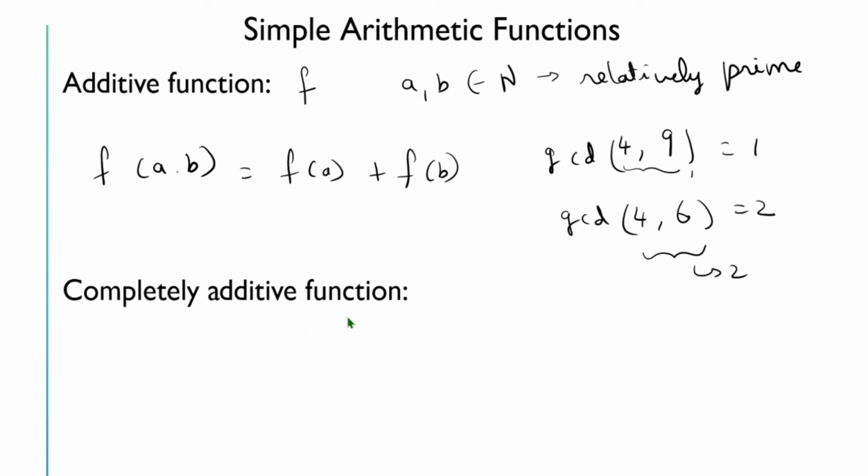A function f is said to be a completely additive function if for any two natural numbers, that is, they need not be relatively prime, we have f of a into b is equal to f of a plus f of b. Then we call f a completely additive function. So this is the meaning of additive function and completely additive function.